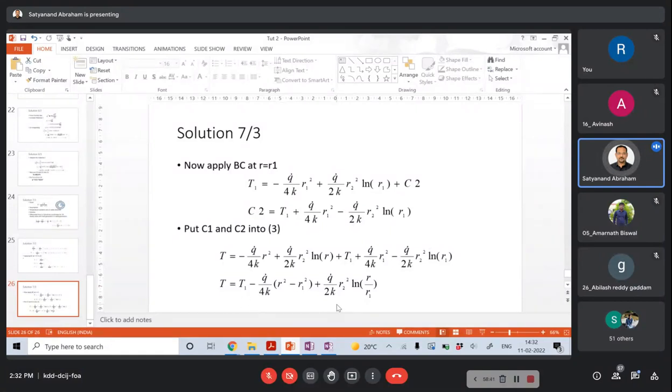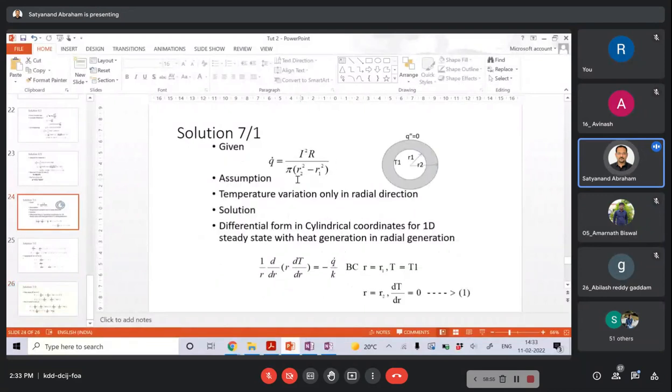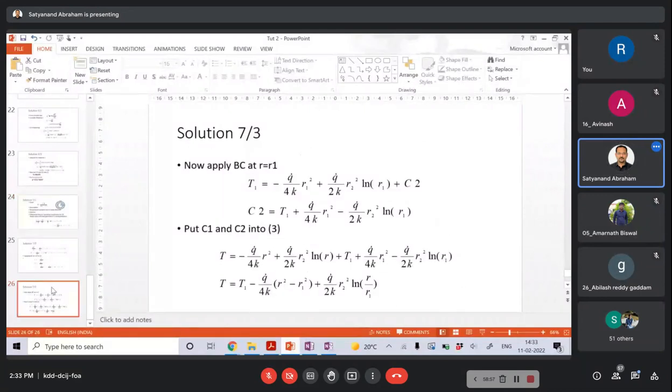The expression shown here is applicable for any heat generation through a hollow cylinder. For this particular condition where q is equal to I squared R by pi (r2 squared minus r1 squared), you can put it into this if you want. That's how you can solve the temperature profile for a solid cylinder, not solid cylinder, hollow cylinder with heat generation.